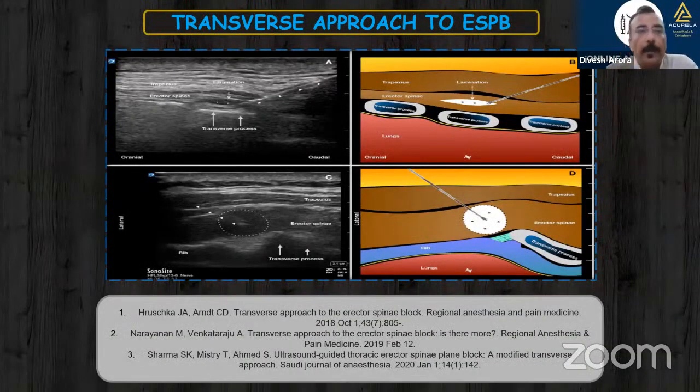Another approach described in the literature is the transverse approach to the erector spinae plane block. Whoever has attempted this block would have realized that at times we have given intramuscular injections. To circumvent this problem, there are 3 papers in the literature which describe the benefit of a transverse approach, where this kind of side effect can be recognized much earlier, and then you can place the needle into a deeper plane. So one can definitely give it a try, in case you are facing problems with the parasagittal orientation.